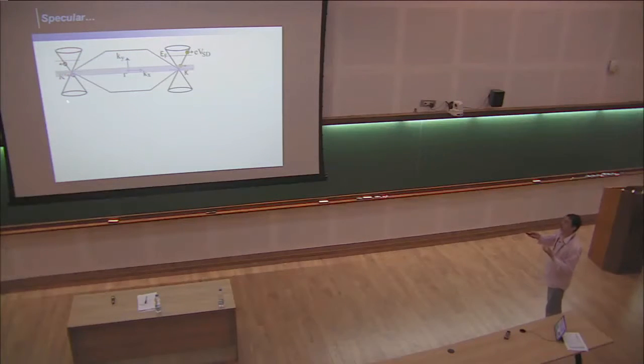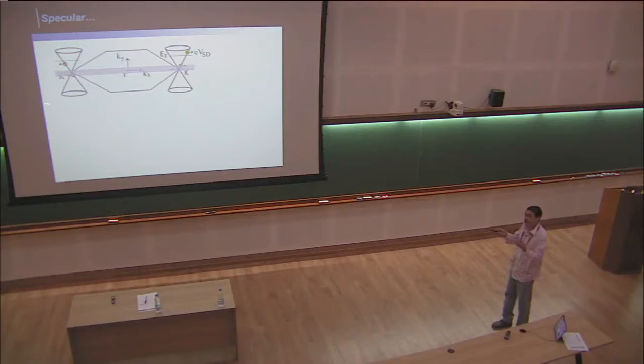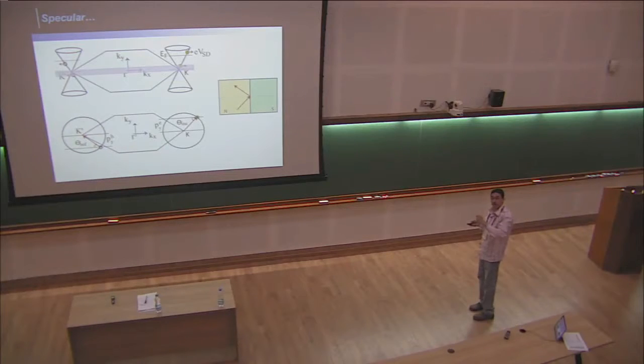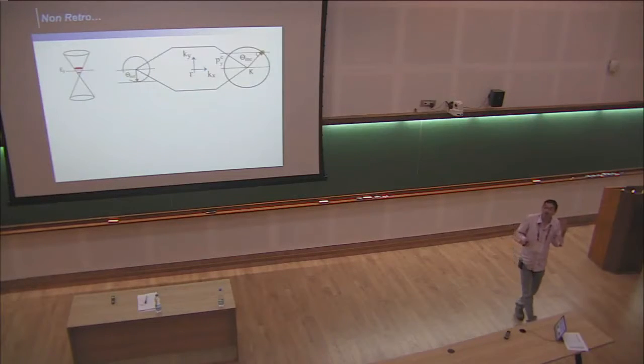On the other hand, if you have a specular thing, now the process is interband. Okay? What I mean by interband? So the electron is from the conduction band, but the hole is from the valence band. Because dE by dK is now opposite of this one, the velocity direction is different. So in this way, you can show that the reflected hole will be like this. So that's the specular.